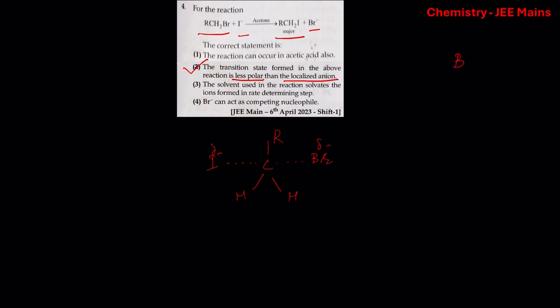Suppose only bromide ion was formed. Then here the entire negative charge is localized on the bromine atom. This is a localized anion. But in this transition state, which is formed during the SN2 reaction, the negative charge is delocalized on two atoms, that is, one is iodine, one is bromine. So it is less polar. So option 2 is the correct option.